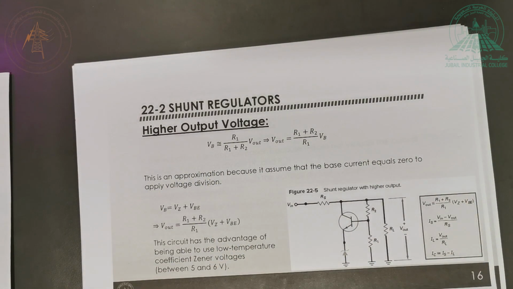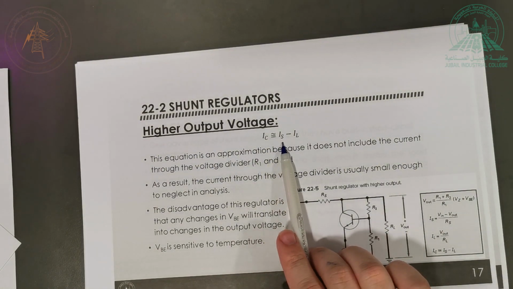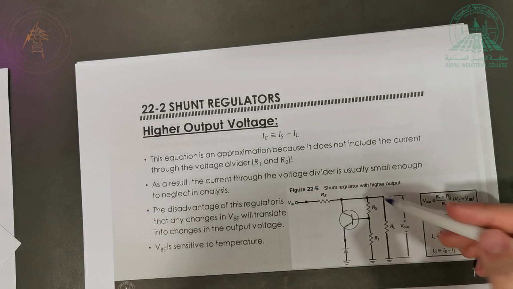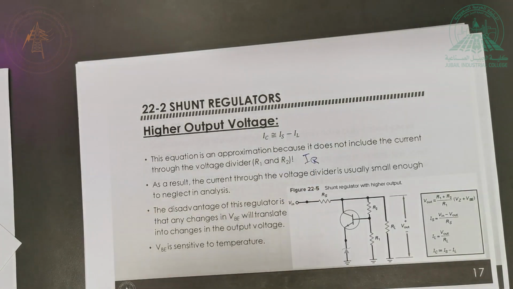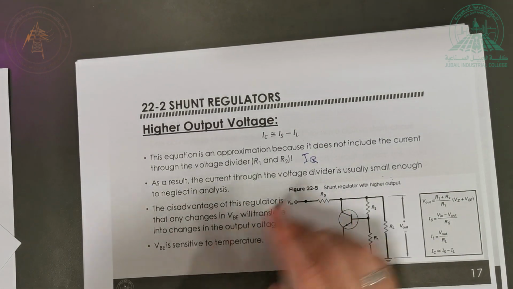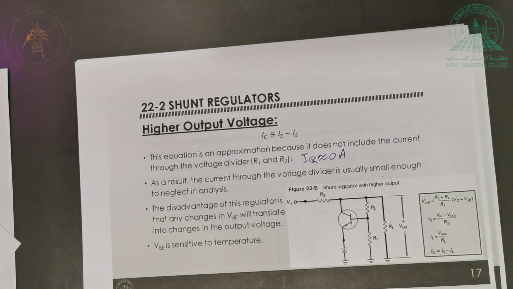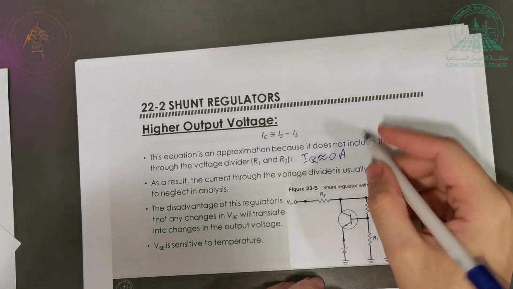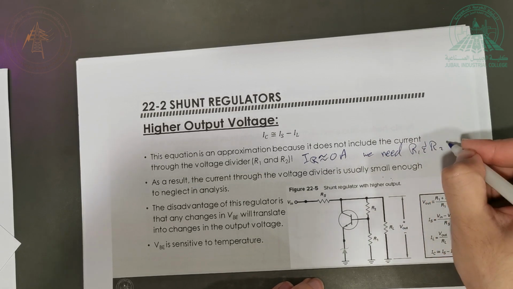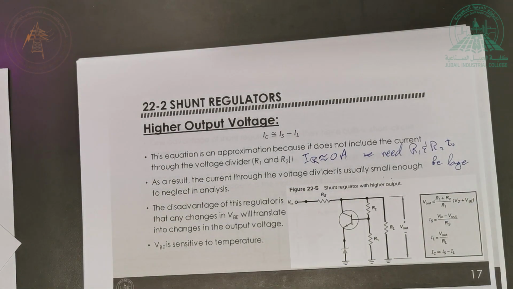Yeah, so here you can see the explanation that we discussed right now. This is the value of IC. So IC is almost equal to IS minus IL. This equation is an approximation. It does not include the current through R1 and R2, which is IR. But again, IR is usually very small, to neglect, because we should make R1 and R2 very large. We need R1 and R2 to be large. We'll see why later on.